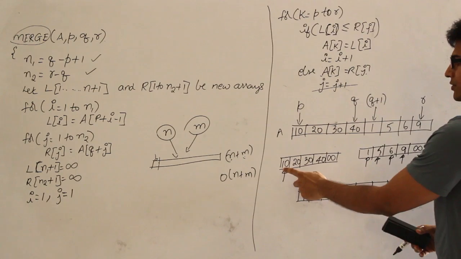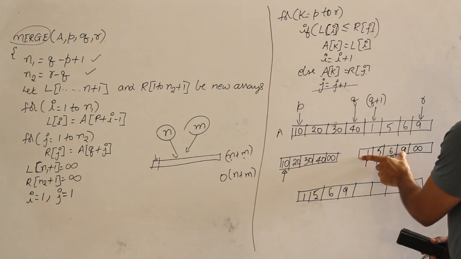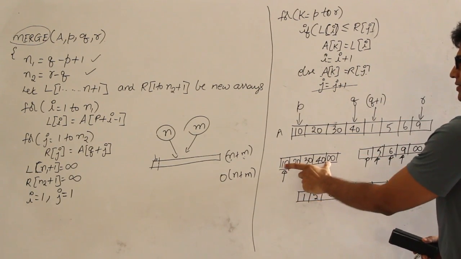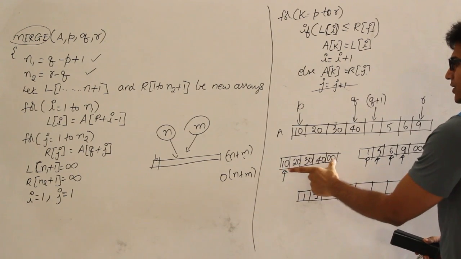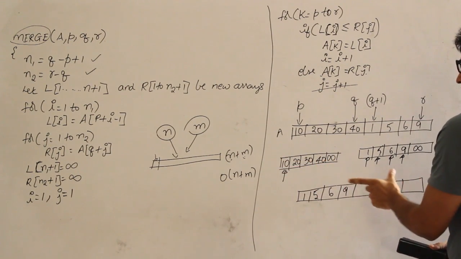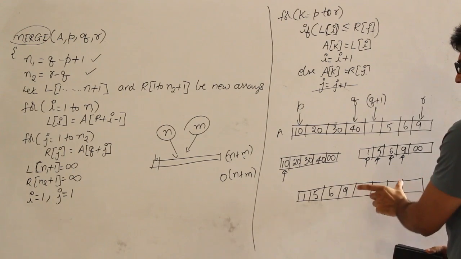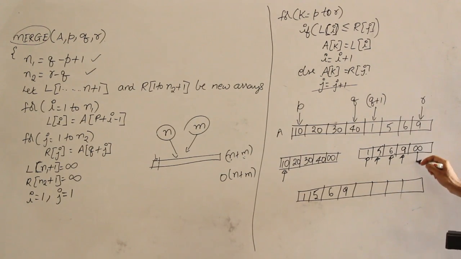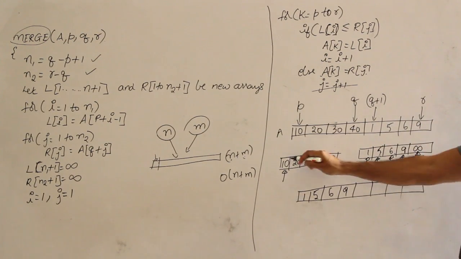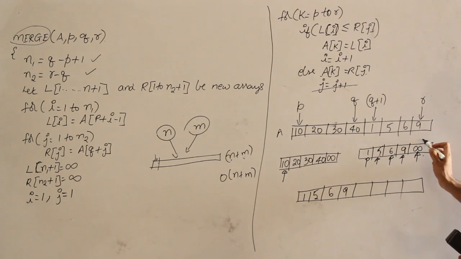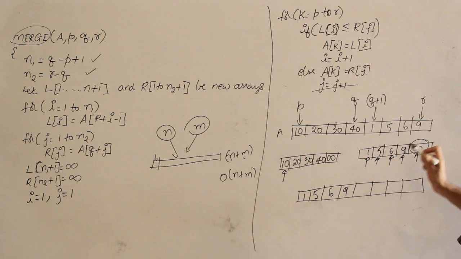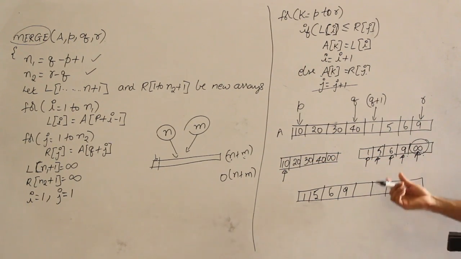Now you are going to see that one entire list has been copied here and the other list is still there. If this other list has to be copied onto this element and onto this list, that is why I have to have infinity at the end. Finally infinity will be compared with 10. So having infinity at the end will ensure that if one list is over, then the other list will automatically get copied onto the A, right?